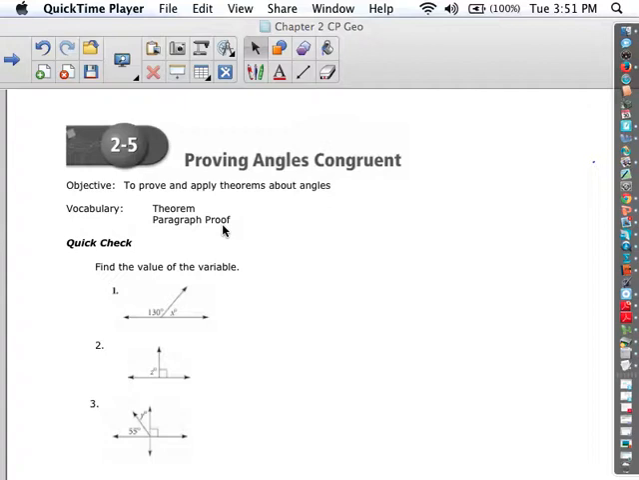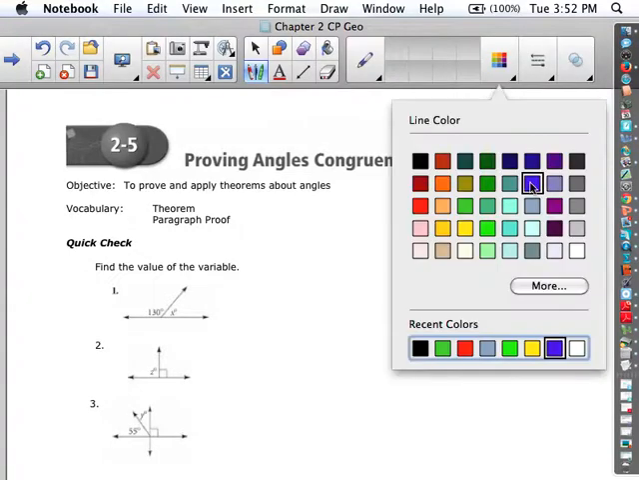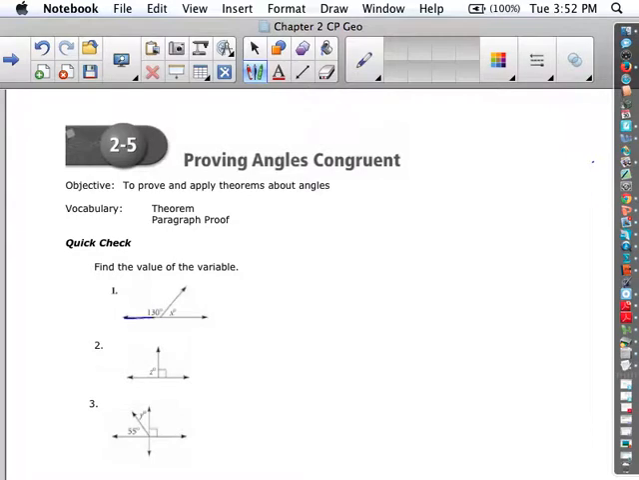Okay, let's take a look at the quick check problems to get started. Hopefully when you look at this, you realize that this is a straight angle. So the sum of those two angles, 30 plus x equals 180. Subtract 30 from both sides, and you'll get that x is equal to 50.